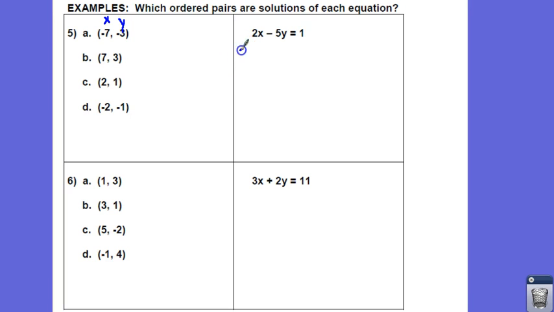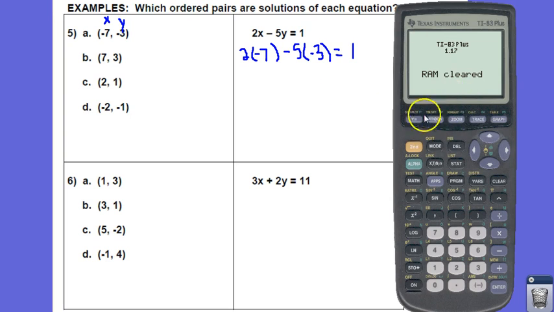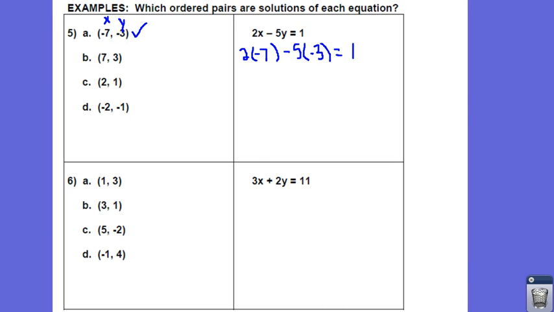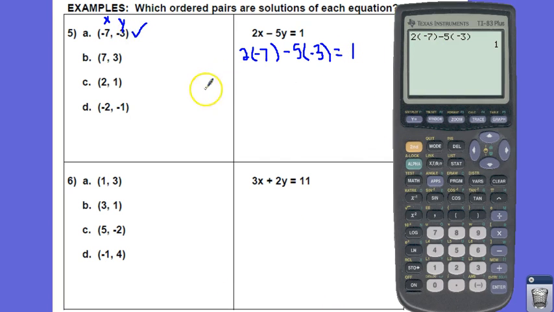So what you could do is say 2 times your x, which is -7, minus 5 times your y, which is -3. And when we solve that, we want that to equal 1. Sorry about that. I forgot that I needed the calculator. So we're going to plug this into our calculator: 2 times -7 minus 5 times -3. So when we do that, we want it to equal -1. I'm sorry, +1. So that equals +1. So we know that this is a solution. If it does not equal 1, then it is not a solution.